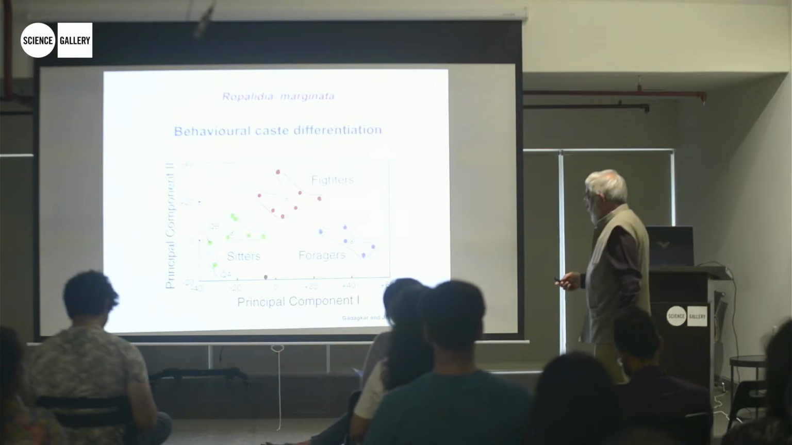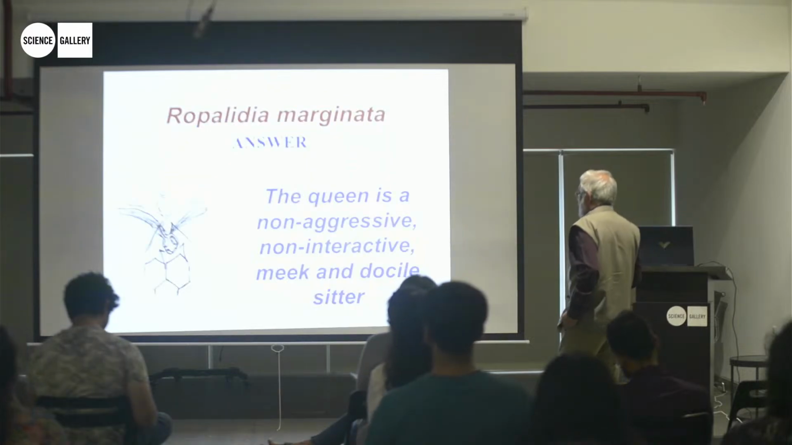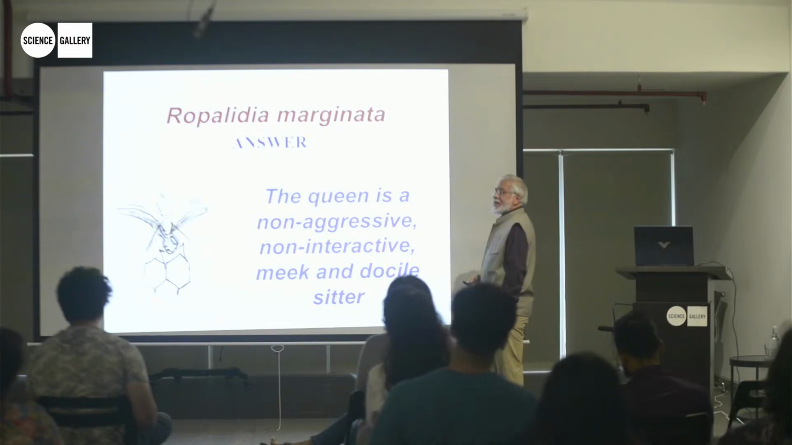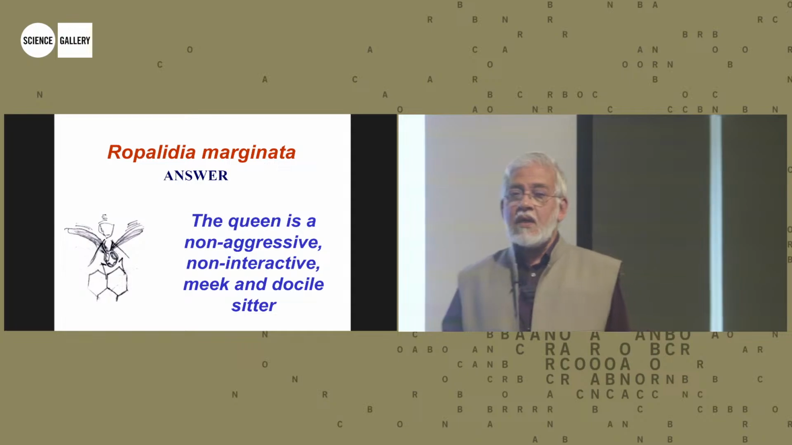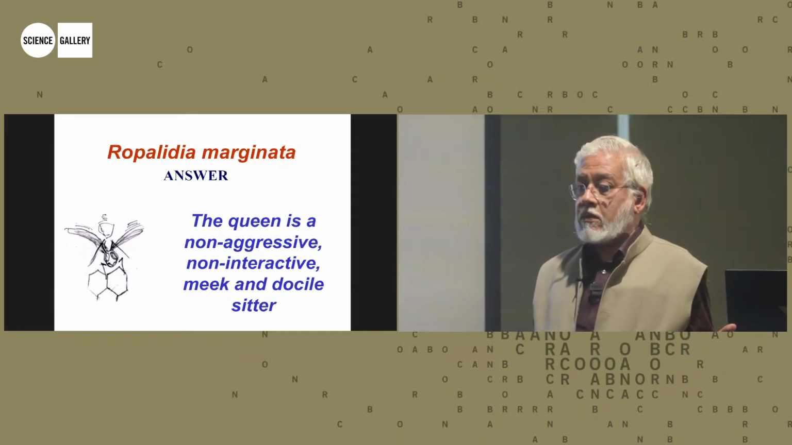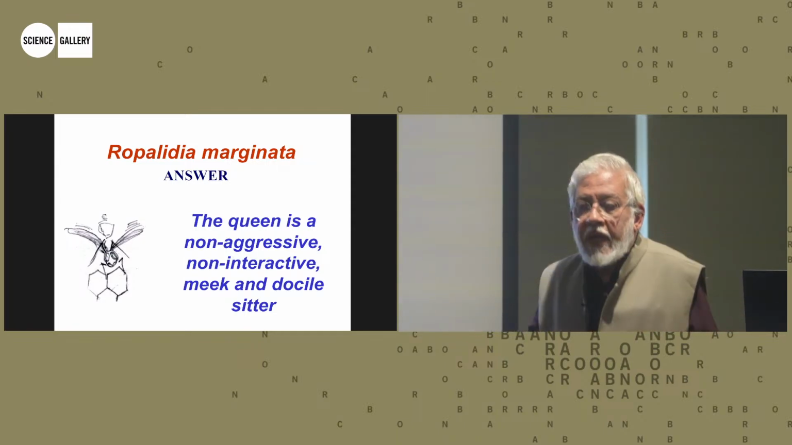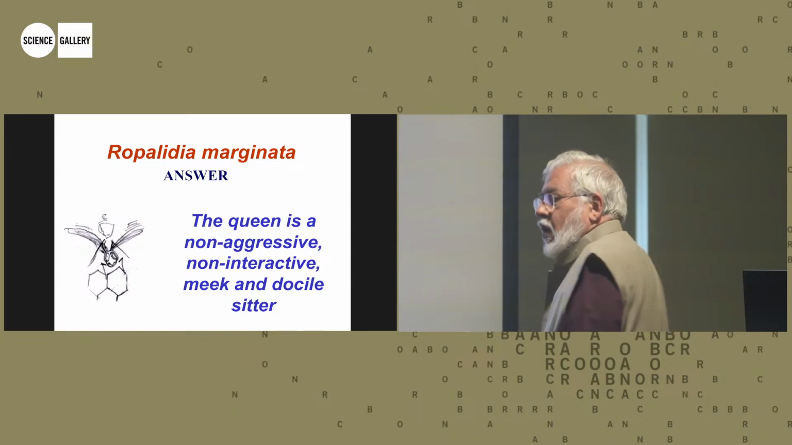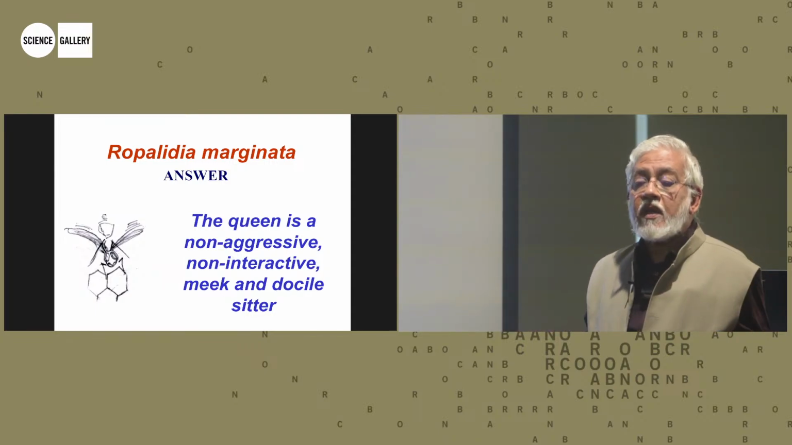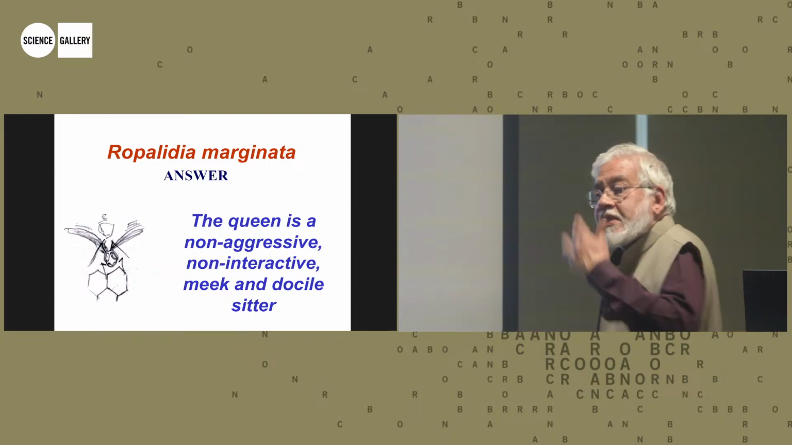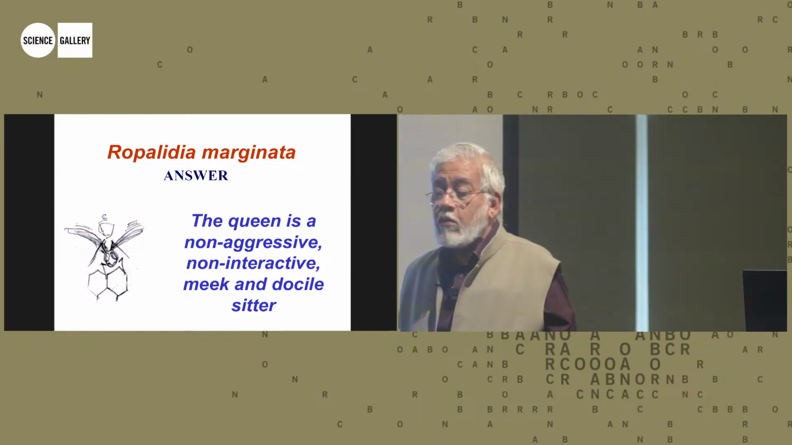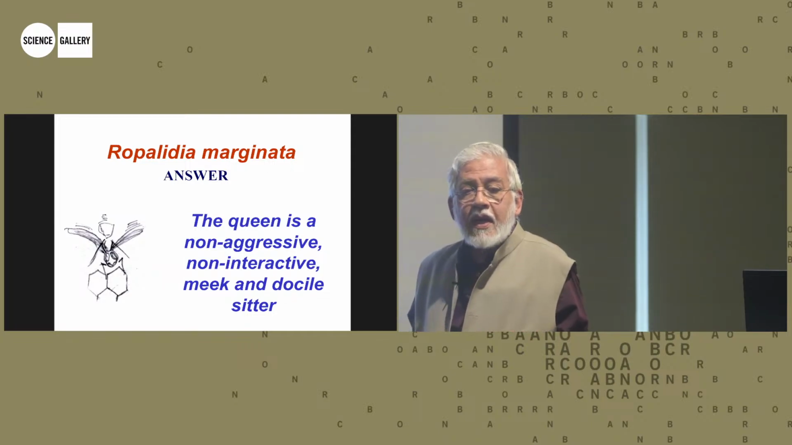So what is the answer to our question? The queen in this species is a non-aggressive, non-interactive, meek and docile sitter. This is the answer. But I am almost embarrassed to tell this to anybody. How can it be true? It can't be true. Because if she is a meek and docile, non-interactive, non-aggressive sitter sitting in a corner, why should the workers obey her? Why should they respect her? Why should she even be the queen in the first place? So you can see that until you answer that question, you are almost embarrassed about this answer. The data tells you that this is the answer, but we can't have too much faith in it, because how can it be? It can't be.